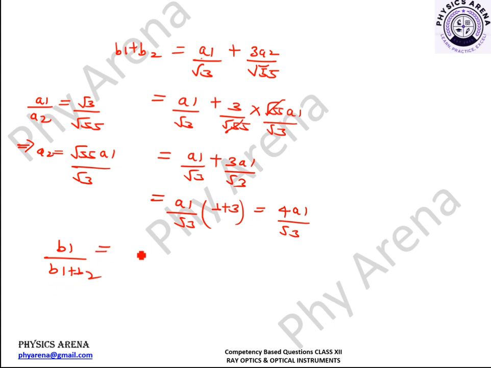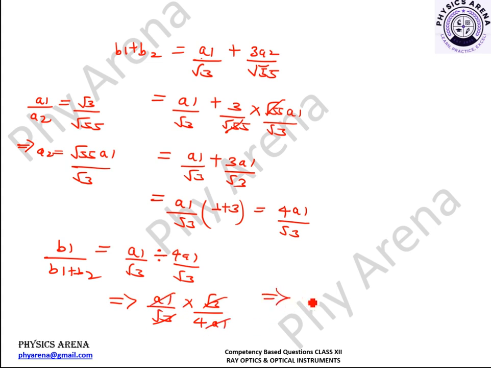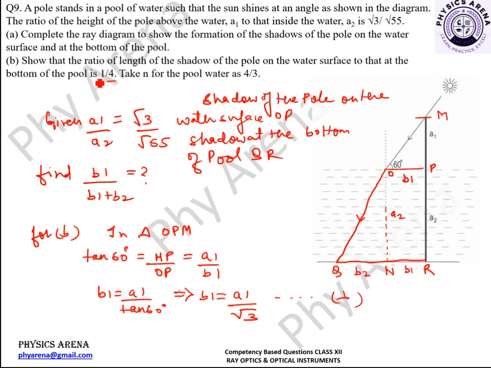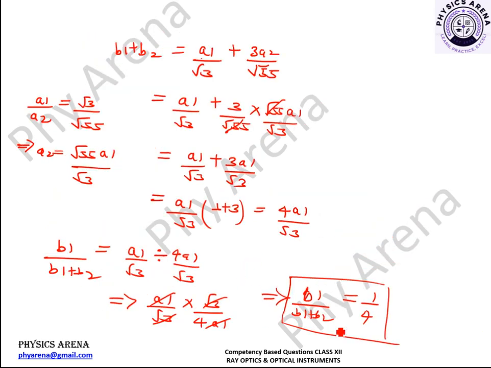So that will be equal to A1 upon under root 3, that is the value of B1, divided by 4A1 upon under root 3. So this implies A1 upon under root 3 multiplied by under root 3 upon 4A1. Under root 3 will cancel out, A1 will also cancel out, and we are left with B1 divided by B1 plus B2 is equal to 1 upon 4. And that is what we need to prove. That is, the ratio of the shadows on the water surface and at the bottom of the pool has to be 1 by 4. And we have obtained it as 1 by 4. This is the answer for this question.